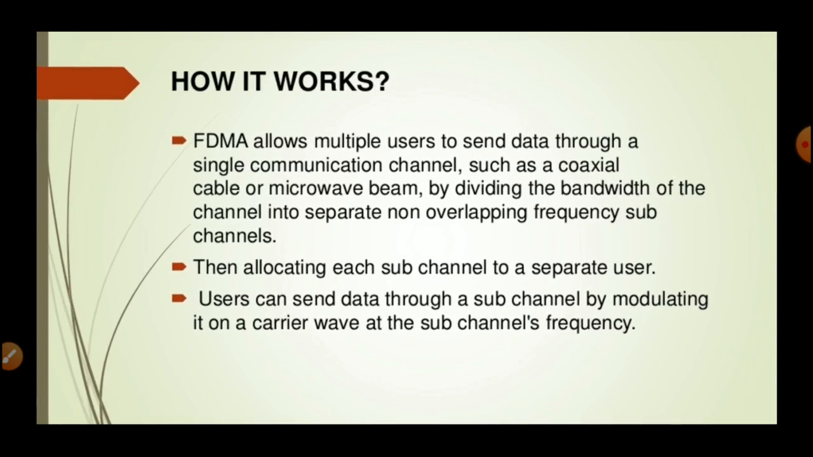FDMA allows multiple users to send data through a single communication channel such as a coaxial cable or a microwave beam by dividing the bandwidth of the channel into separate non-overlapping frequency subchannels, then allocating each subchannel to separate users. Users can send data through a subchannel by modulating it on a carrier wave at the subchannel's frequency.